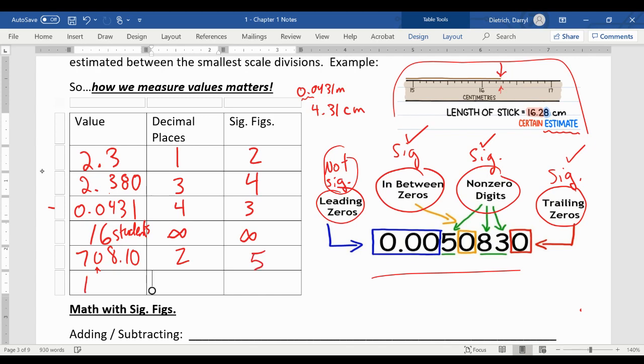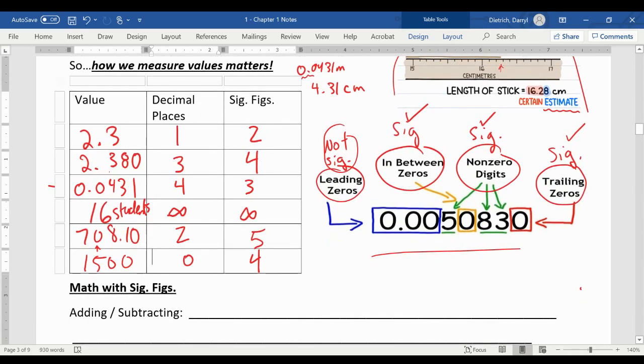Okay, then one last one. If we have a number like 1500, there are 0 decimal places and then 4 sig figs. Now for those of you that are taking Chem 11, they will tell you that in this example, where you have trailing zeros before a decimal place, they would probably say that there are only 2 sig figs.